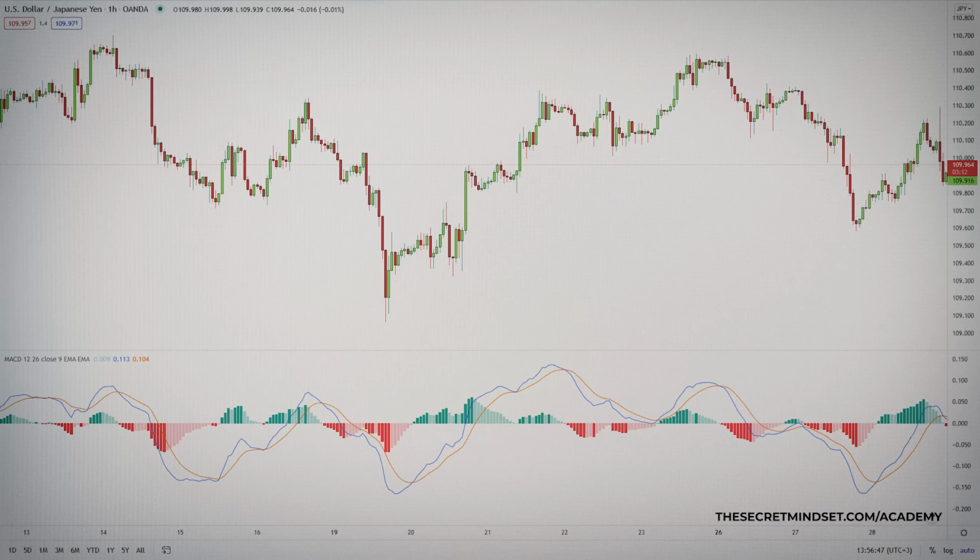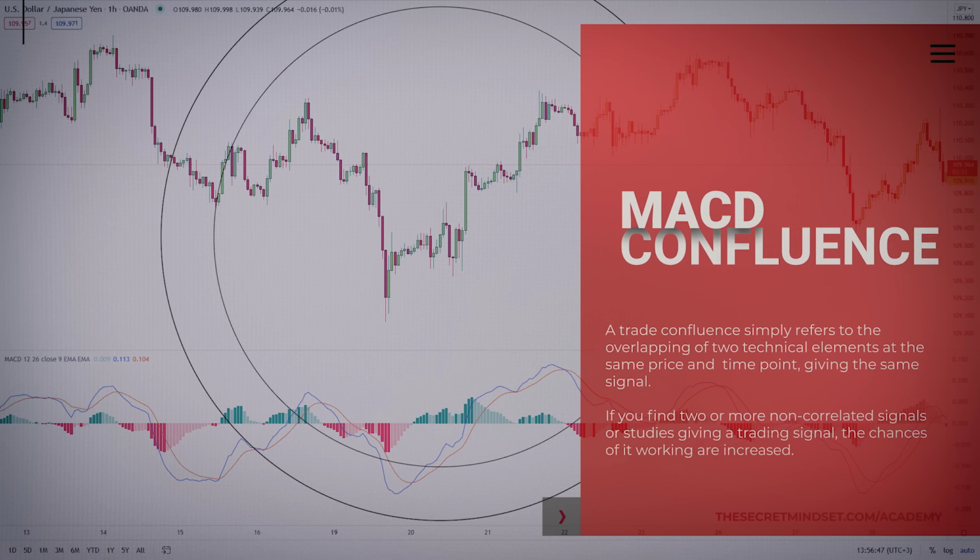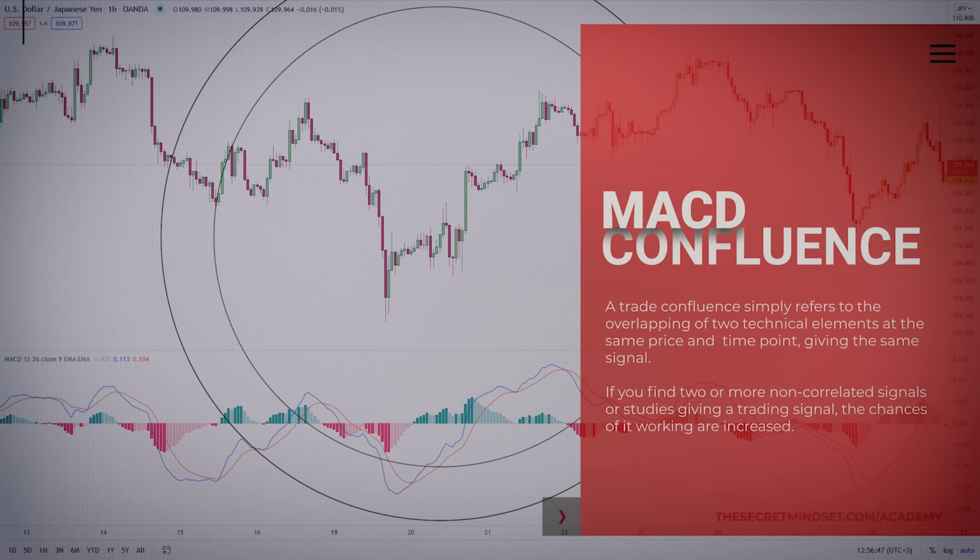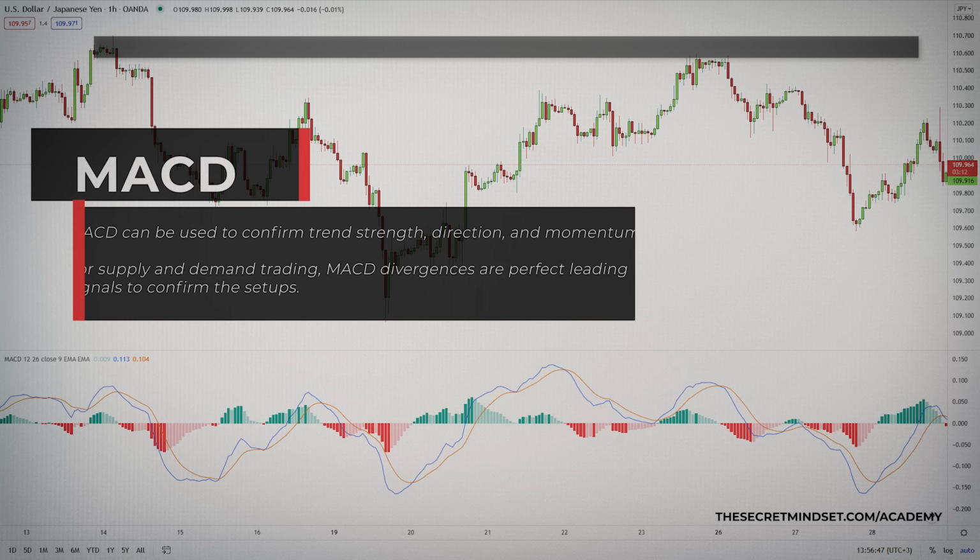A trade confluence simply refers to the overlapping of two technical elements at the same price and time point, giving the same signal. In this case, a supply or demand zone and a signal from the MACD indicator. After all, if we have two or more non-correlated signals or studies giving us a trade signal, the chances of it working are increased.